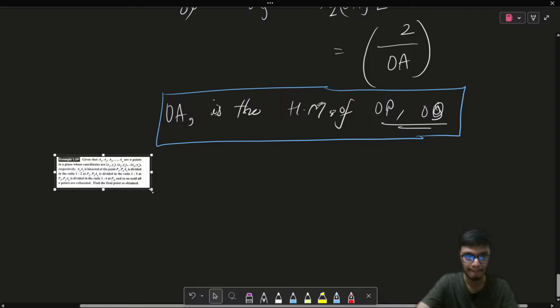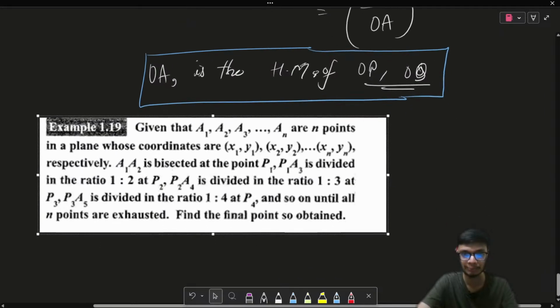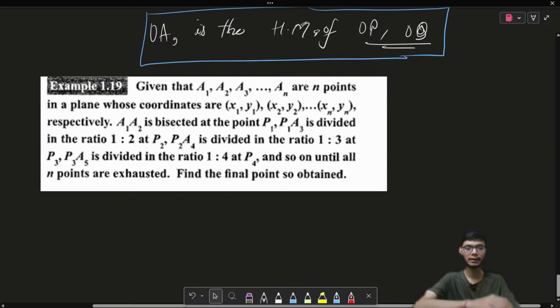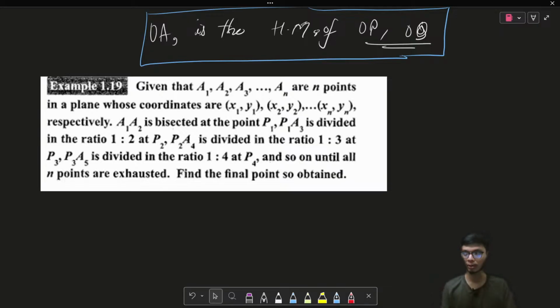Please try to solve this problem. It's quite an interesting problem. Please try to first of all read the problem carefully and then you try to solve the problem. Okay, so please go through the problem and then try to solve it.